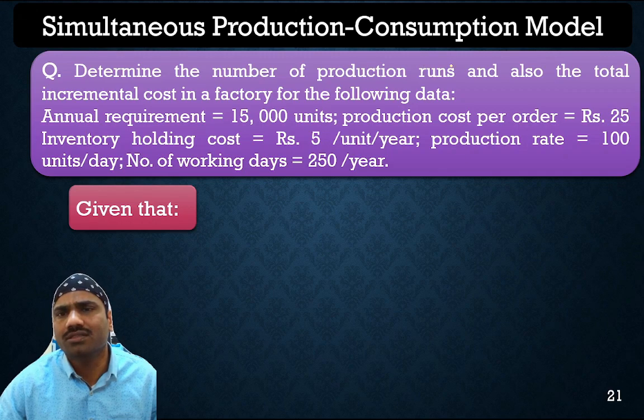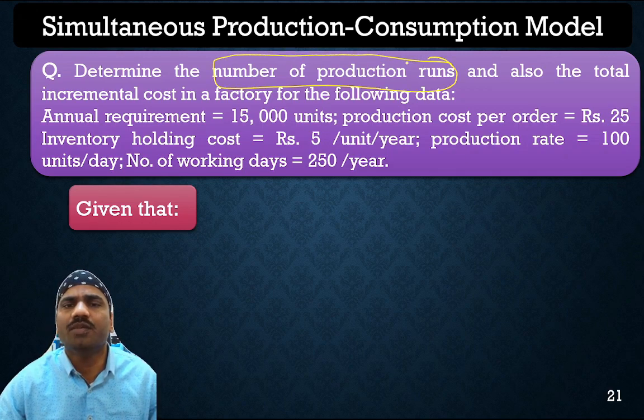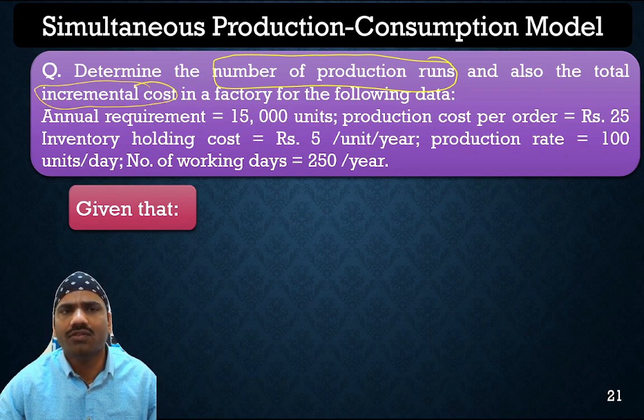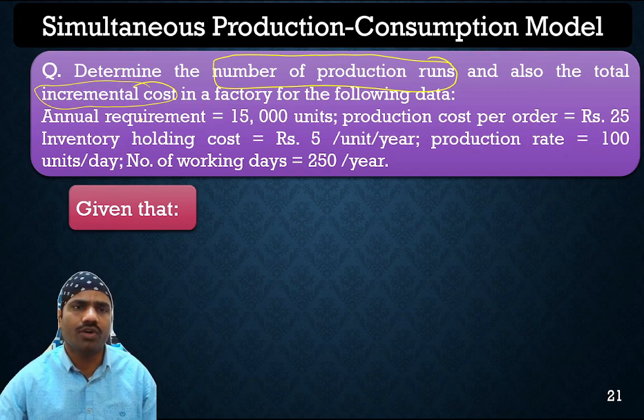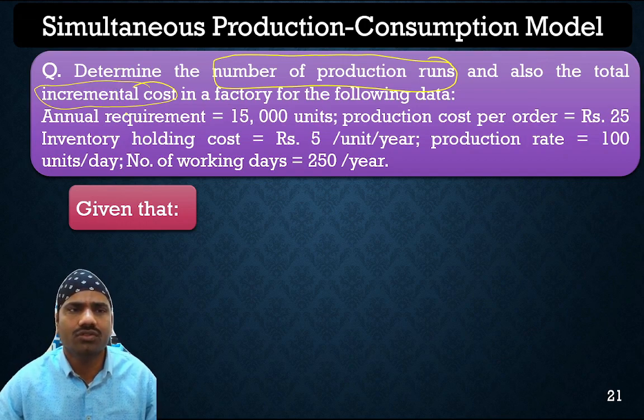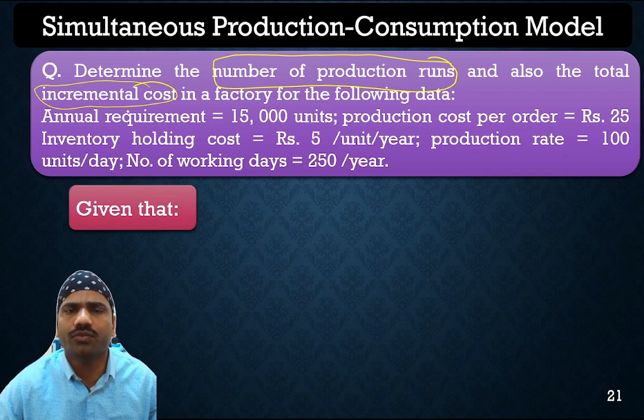the number of production runs, that is, how many times we are going to produce, and also the total incremental cost in a factory for the following data. So we have to find total incremental cost, meaning total variable cost, and the number of production runs.